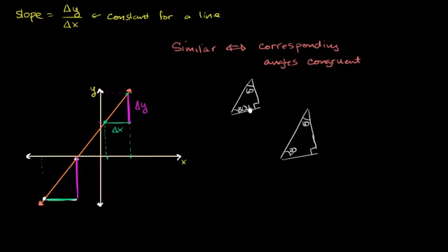Even though their side lengths are different, these are going to be similar triangles. They're essentially scaled up versions of each other. All the corresponding angles: 60 corresponds to this 60, 30 corresponds to this 30, and 90 corresponds to this one. So these two triangles are similar.